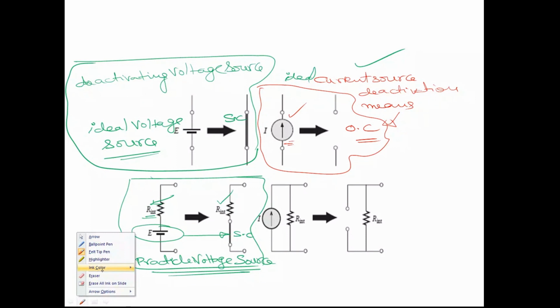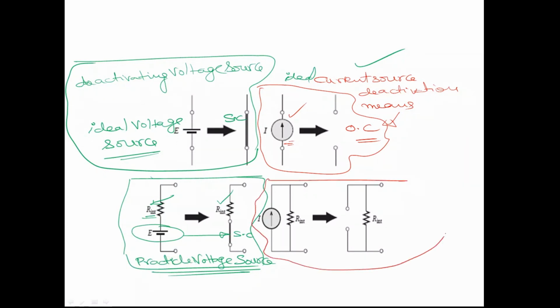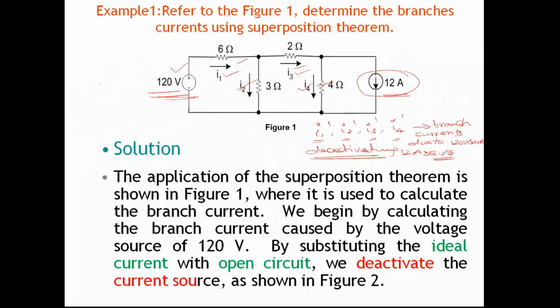Now the practical current source. This is a practical current source, and you are well aware that a practical current source is represented by an ideal current source in parallel with its internal resistance or impedance. Therefore, deactivating this practical current source means open circuiting the current source and keeping its internal resistance. Likewise, when applying the superposition theorem, you deactivate the ideal or practical voltage and current sources using this principle. Now in this example, here we have a voltage source.